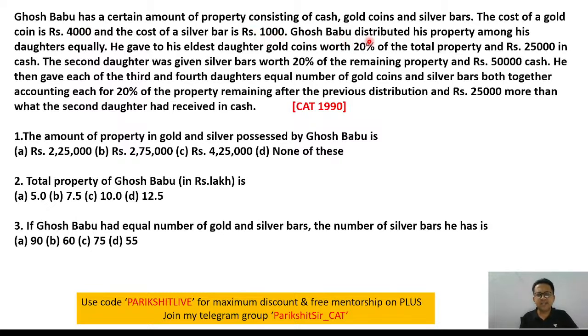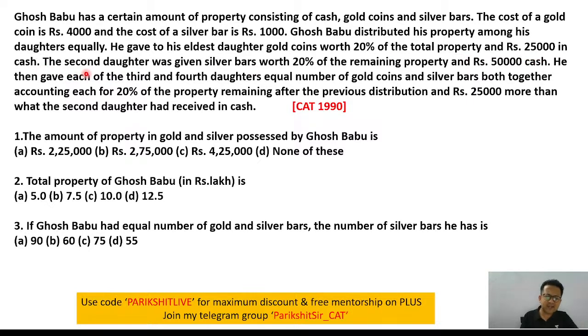Ghosh Babu distributed his property among his daughters equally. And what is the property? The property consists of three things, right? So basically, he has distributed the cash, gold, and the silver bar among his daughters equally. He gave his eldest daughter gold coins worth 20% of the total property and rupees 25,000 in cash.